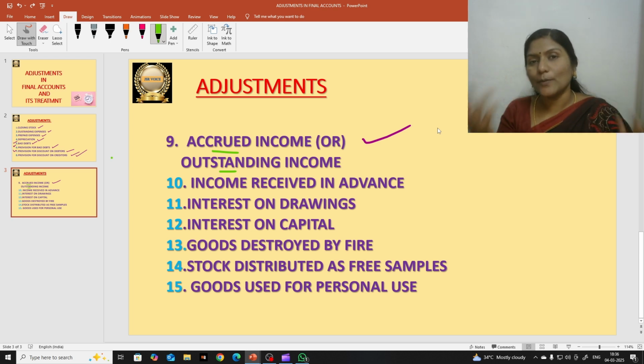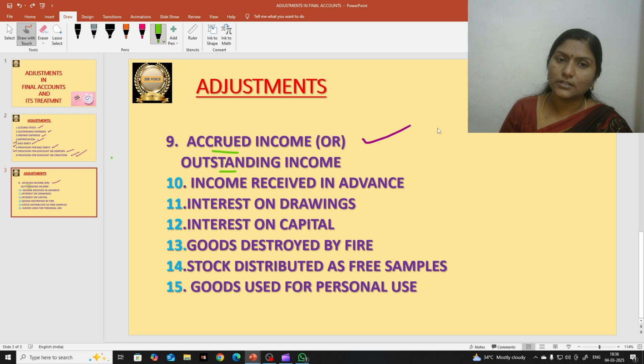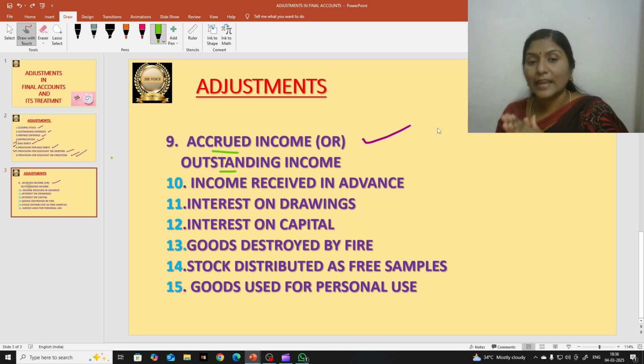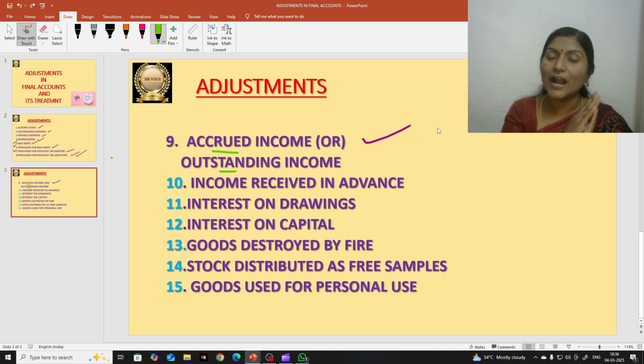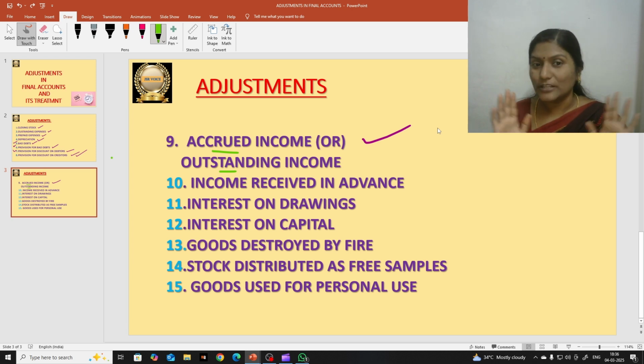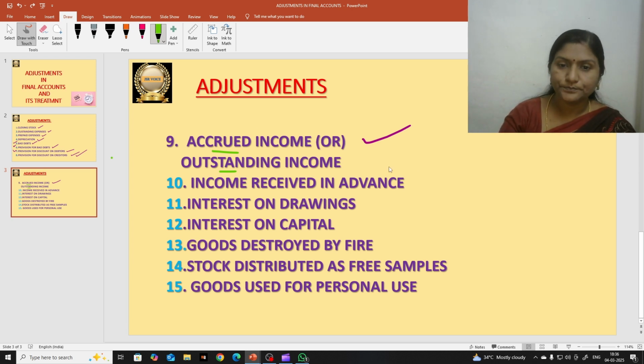Second time we go to the balance sheet. In the balance sheet we write on the assets side. Accrued income, outstanding incomes, we write in the balance sheet on the asset side the second time. Hope this is clear. Let us move to the next one.